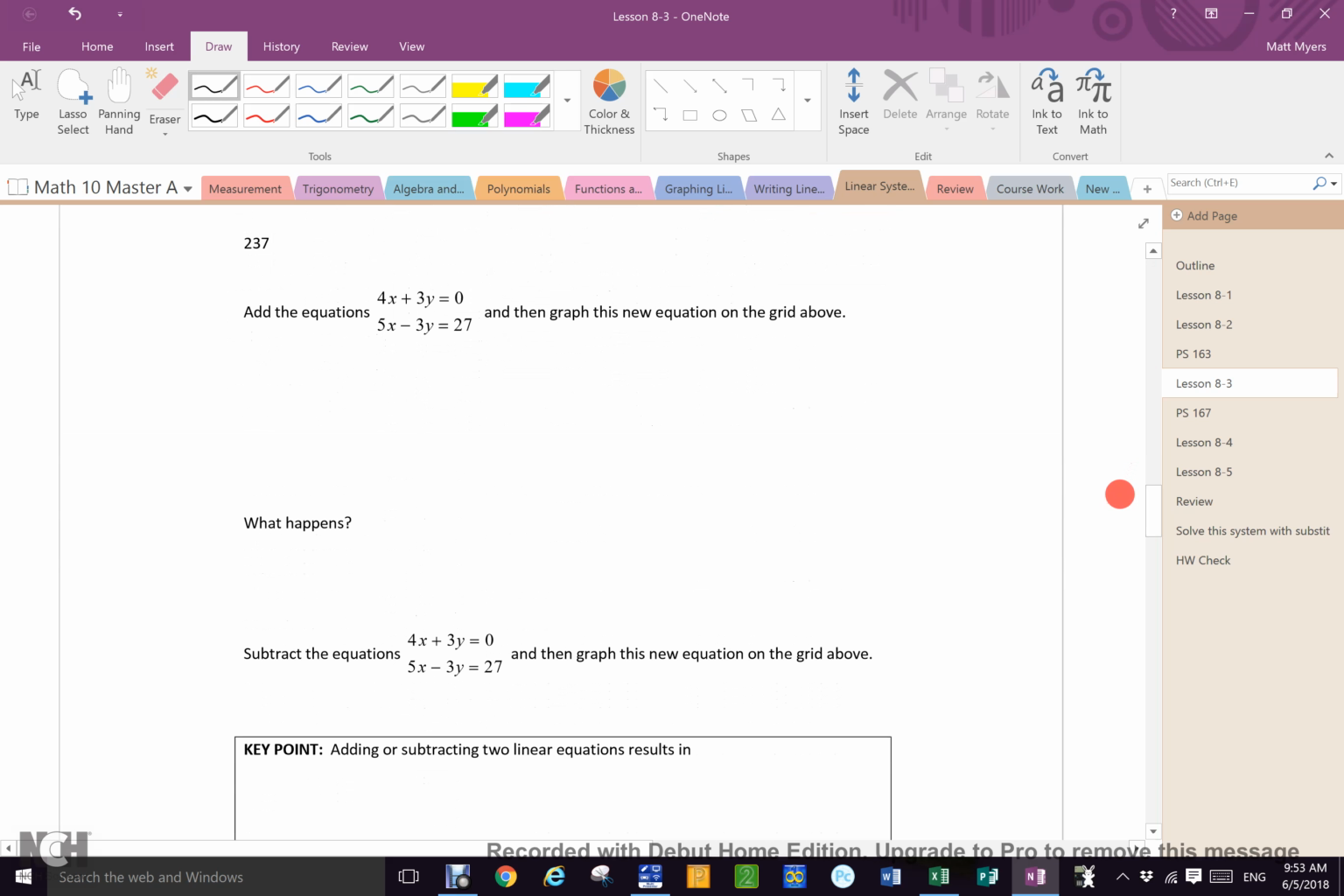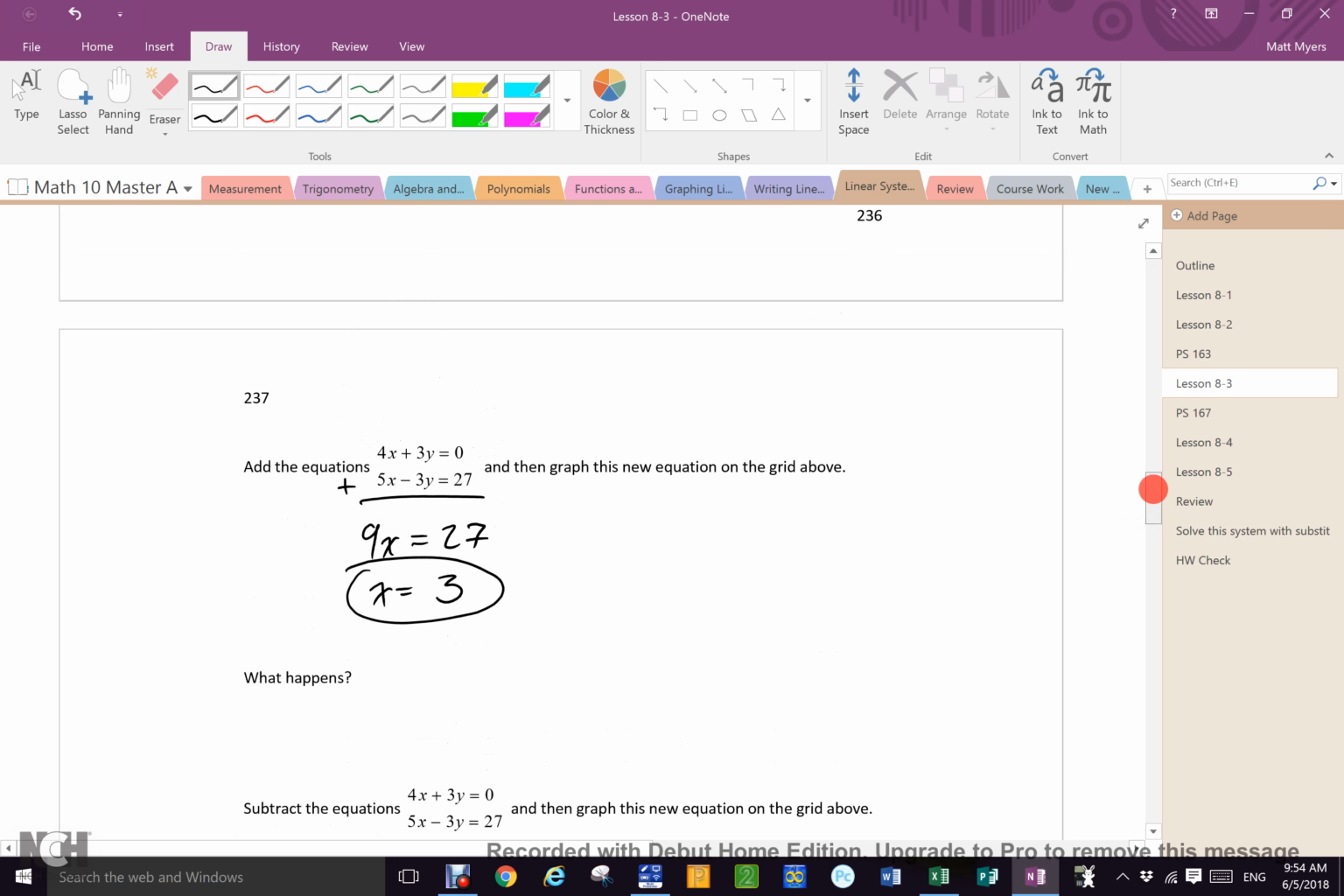Turn to page 237. If I add these equations, what is 4x's plus 5x's? 9x's. What is 3y's plus negative 3y's? 0y's. What is 0 plus 27? 27. x equaled what? 3.